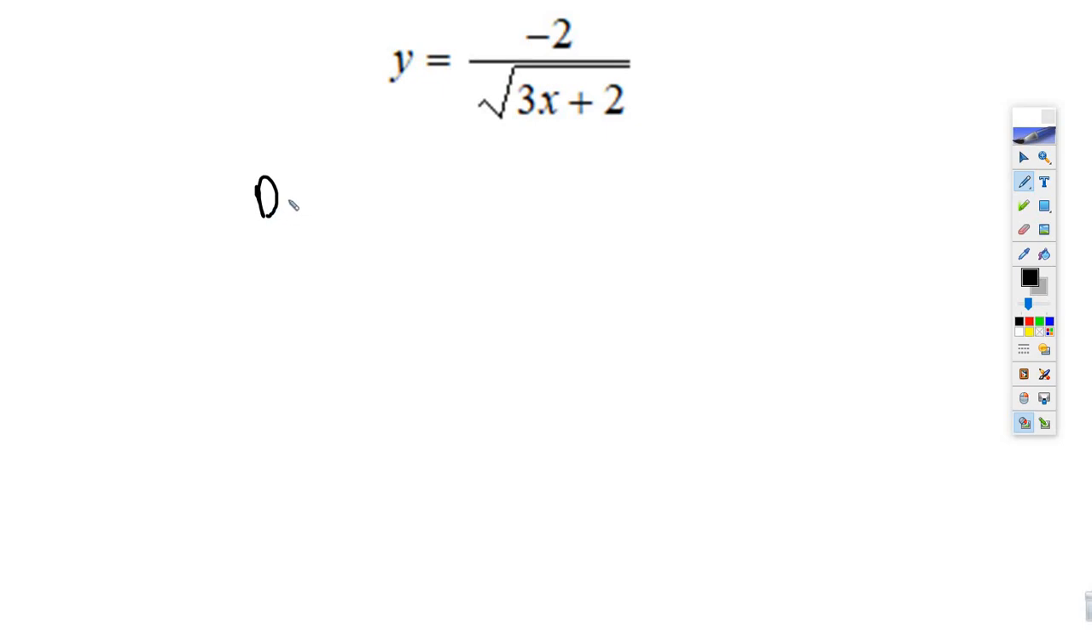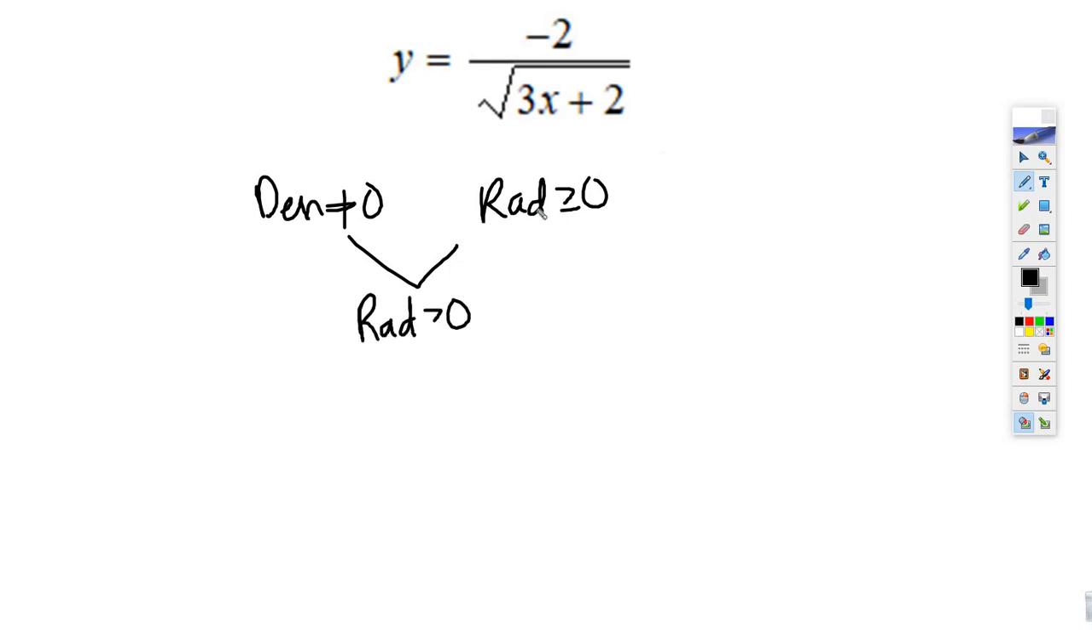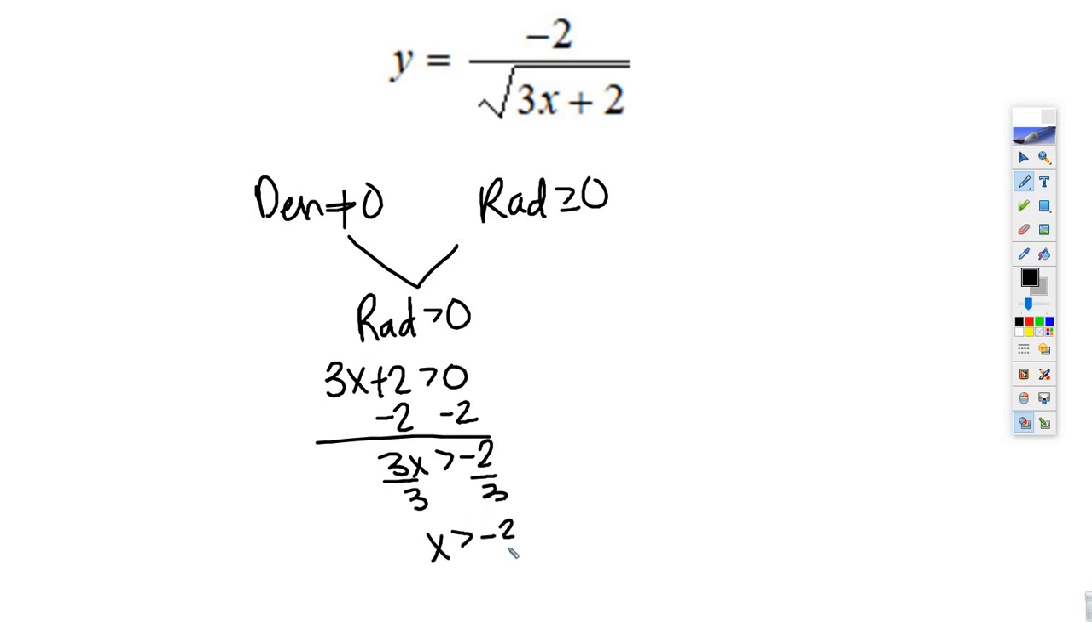So the next one, we absolutely have a denominator that cannot be equal to 0, and we have a radicand that has to be greater than or equal to 0. Again, notice that the radical is the entire denominator, so we can do this in one step, because what makes the radical 0 is not going to be able to be included, because that's going to be negative 2 divided by 0. So my radicand 3x plus 2 has to be greater than 0, so I'm just going to solve. I have 3x is greater than negative 2, divided by 3, and I get that x is greater than negative 2/3. Now I can check the validity of my answer.